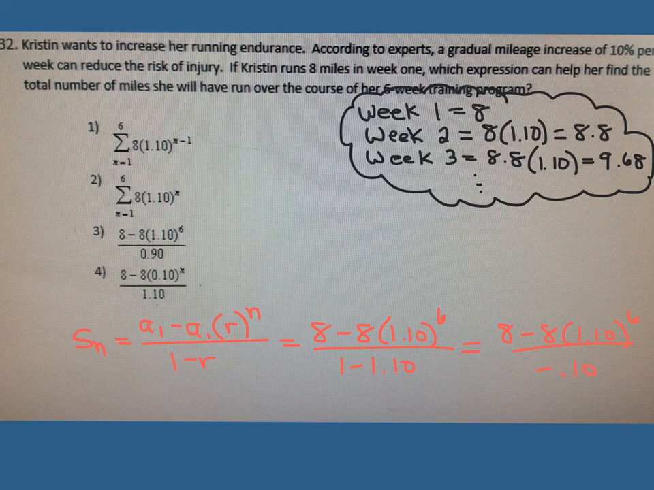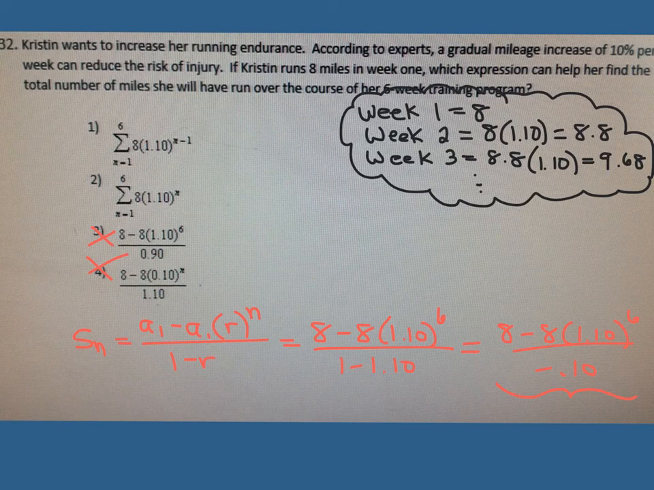Now let's look at these answer choices. This one doesn't match up because the denominator is not the same. And this one, first of all, they used an n as an exponent, when they should really be using a 6 because we want it after 6 weeks. Also, they used just 0.10, and down there they have the wrong denominator as well. So neither of these two really work. If they wanted to use that formula, it would have to look like this right here. So let's decide between choice 1 and choice 2.